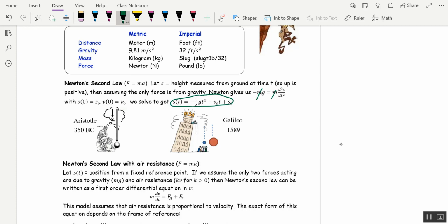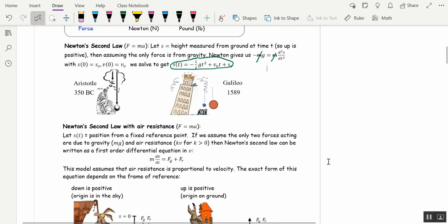Back in about 350 BC, Aristotle thought that heavier objects actually fell faster than lighter objects. And then flash forward to Galileo dropping objects off the Leaning Tower of Pisa, he was able to show that no, heavier objects don't fall faster than lighter objects. They fall at the same rate. But enter air resistance. We know that air resistance can be important. Remember the raindrops? If we don't factor in air resistance, raindrops would be falling at 400 miles an hour.